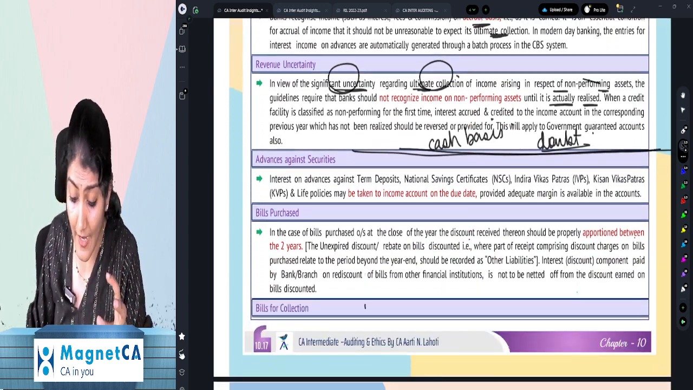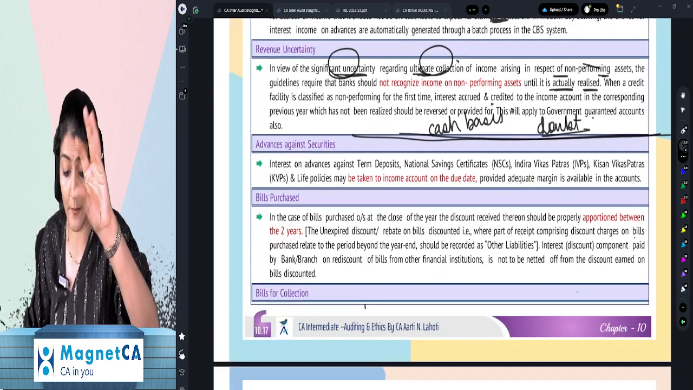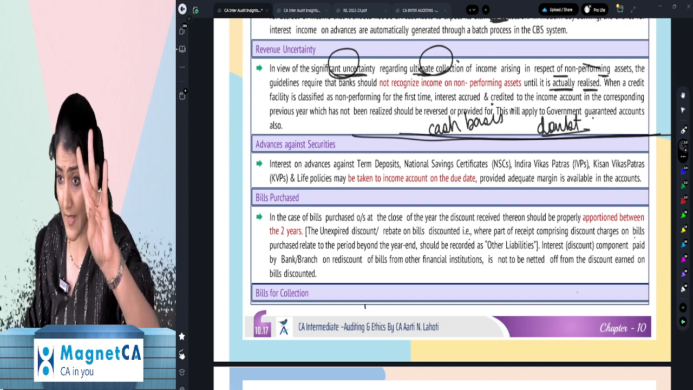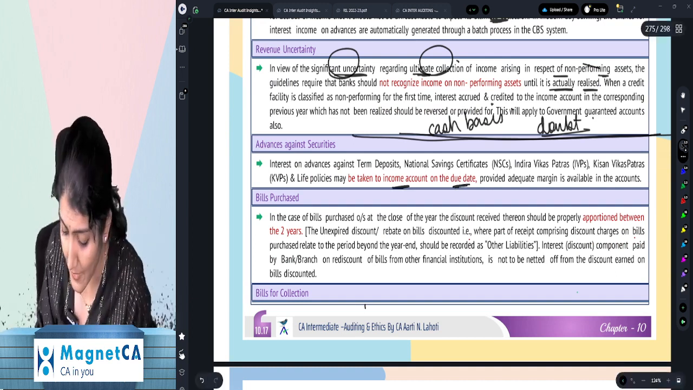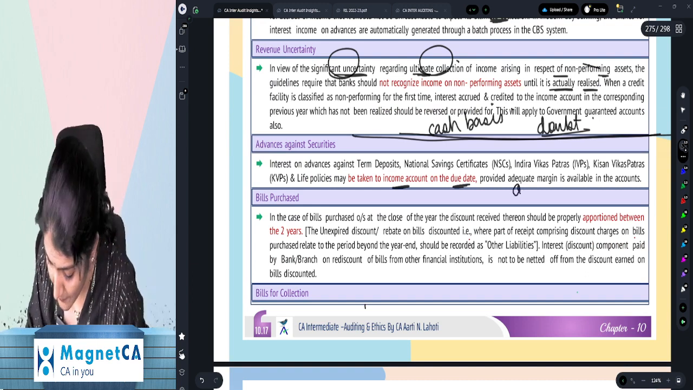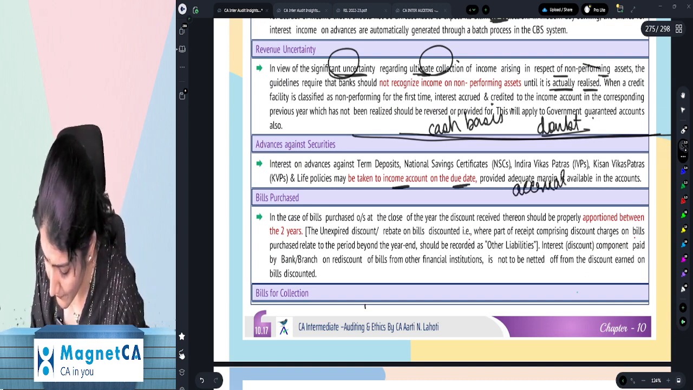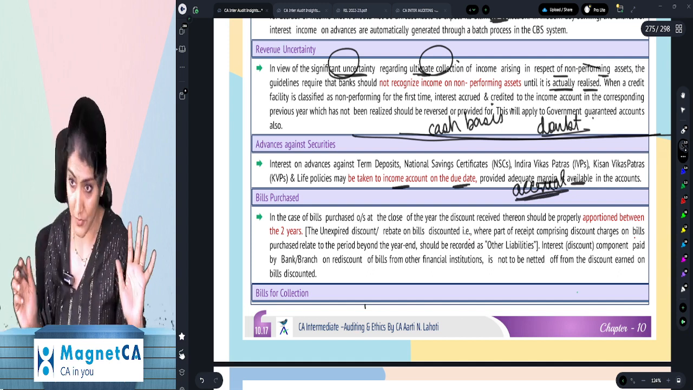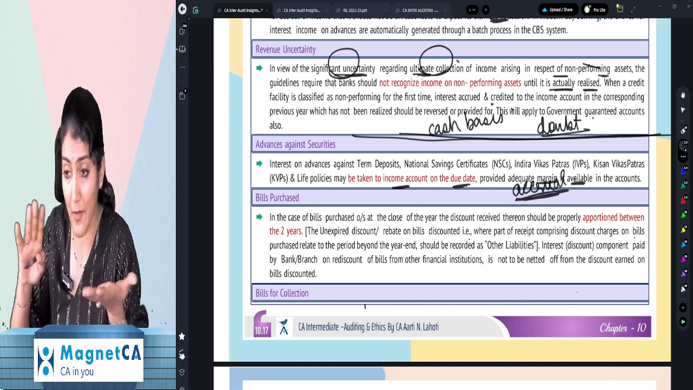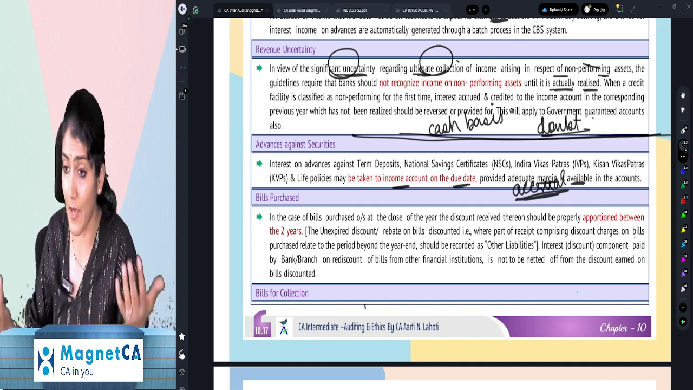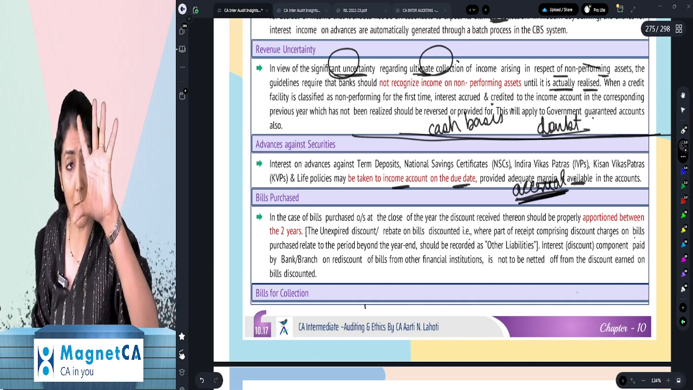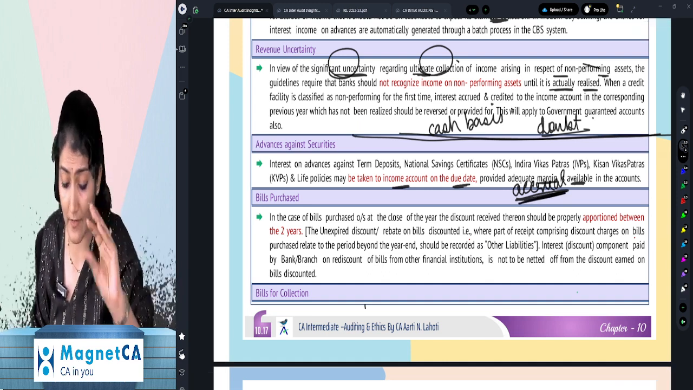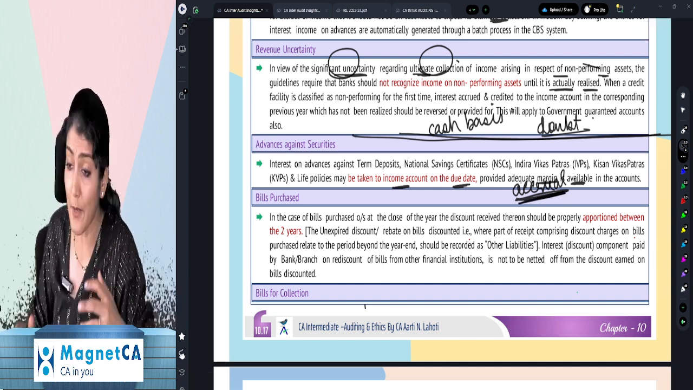Then after that, the advances against securities, those 5 best friends: term deposits, NSC, IVP, KVP, life policy. What does it say? They can be taken into income account on the due date. Right? So again the income can be recorded on the accrual basis provided adequate margin is available in the account. So no need to treat it as an NPA, no need to recognize the income on the cash basis. You can continue to recognize the income on the accrual basis for these 5 best friends, provided there is adequate margin.